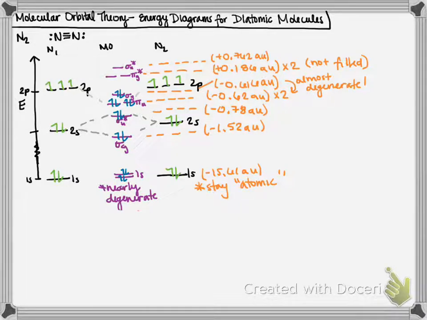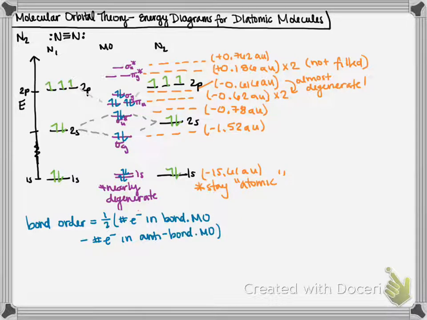So what is the bond order of this molecule of nitrogen? Well, we know from our Lewis dot structure it should be a triple bond. So let's see if that holds true with molecular orbital theory. So our bond order is 1/2 the number of electrons in bonding molecular orbitals minus the number of electrons in anti-bonding molecular orbitals. So I'll let you do that math for a second.